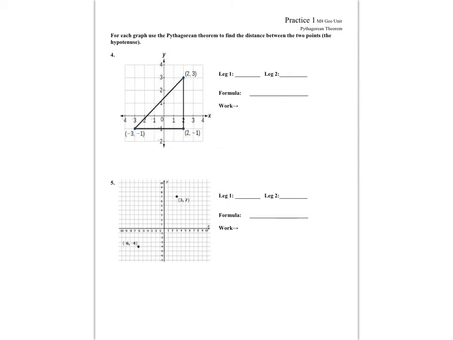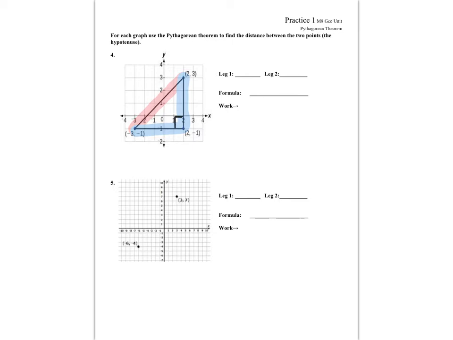So in this section, we're going to revisit our coordinate plane problems, but this time we're actually going to use the Pythagorean theorem to find the distance between 2 points. In this case, our points are already plotted for us, and we want to find the distance between points (-3, -1) and (2, 3). And I can see I've got a right triangle here because a vertical line and a horizontal line are going to make a right angle.